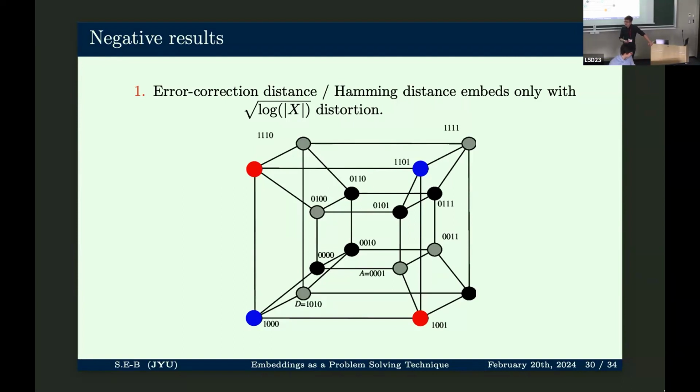I guess this is a stupid question, but what are the black dots in this Hamming cube? These are the vertices of the cube. But you have gray and black. What's the distinction? That's just a picture I found on Google, so there's no significance to the color.